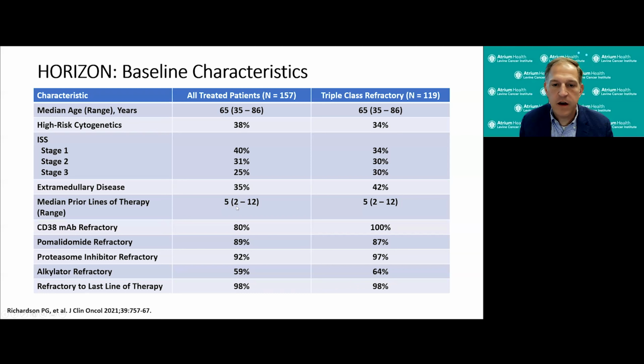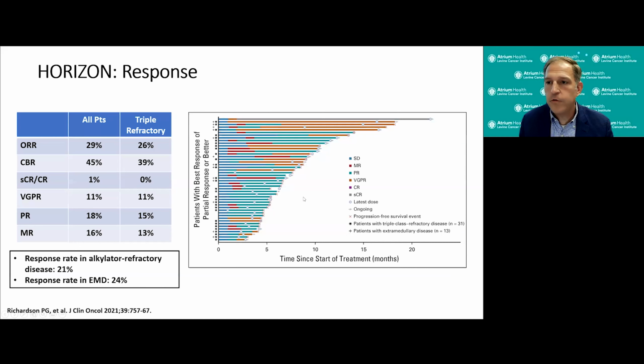Median prior lines of therapy was 5, so these are heavily pretreated patients, and they were highly refractory to previous therapies, including 80% of patients being refractory to CD38 antibodies, 90% of patients being refractory to pomalidomide, and 92% of patients being refractory to proteasome inhibition. So the overall response rate for all comers was 29%. When you focus on the triple refractory patients, it was 26%.